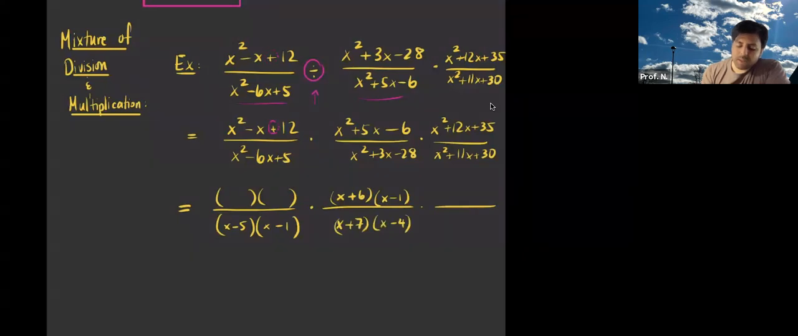And then the last two, x squared plus 12x plus 35. What multiplies to 35 but adds to 12? Well, it's going to be x plus 7 and x plus 5. And then you get x squared plus 11x plus 30. So it should be x plus 5 multiplied by x plus 6.